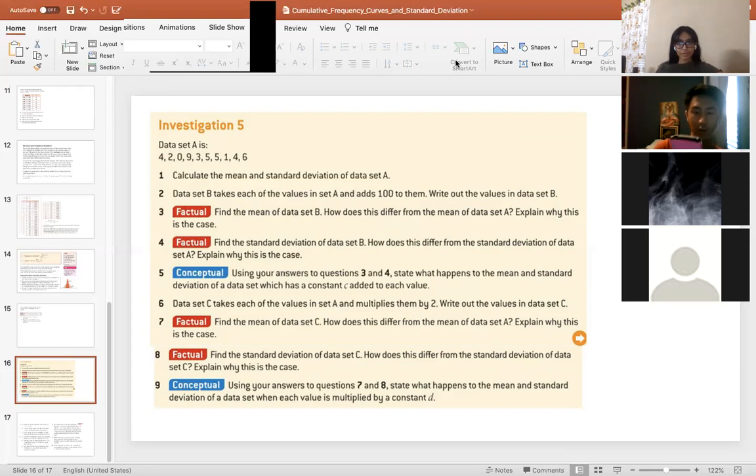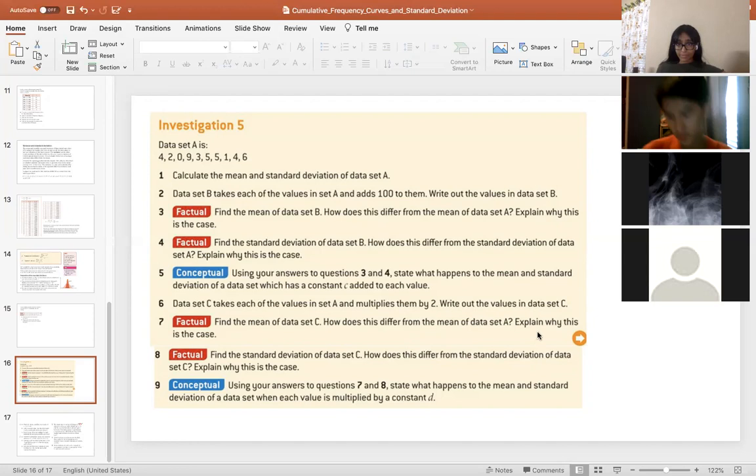Okay. So first it says to calculate the mean and standard deviation of data set A. So the mean is 3.9. Okay, so for the mean, does anyone want to say the mean? 3.9. Yep. And then standard deviation. So I got 2.47 for standard deviation. Yep, 2.47.